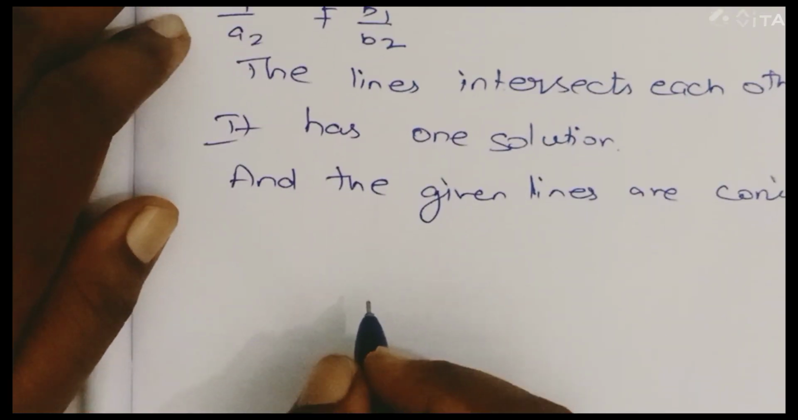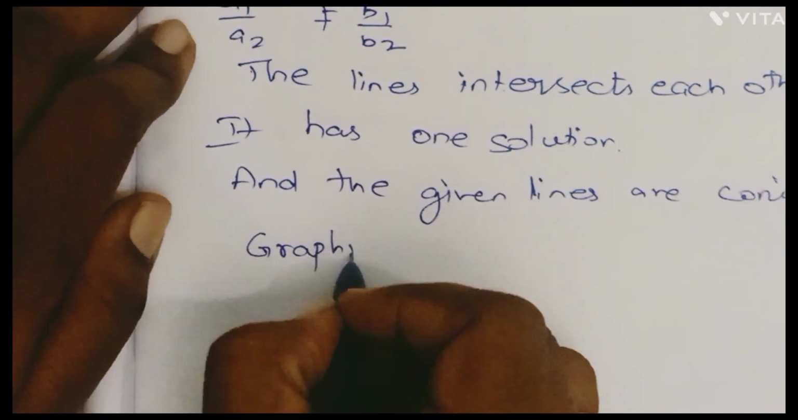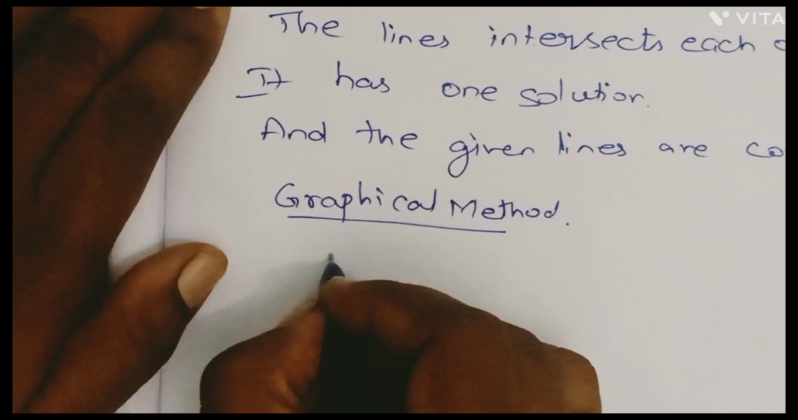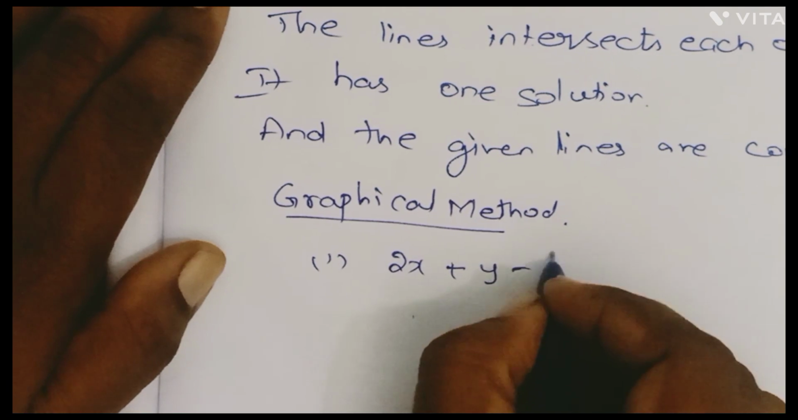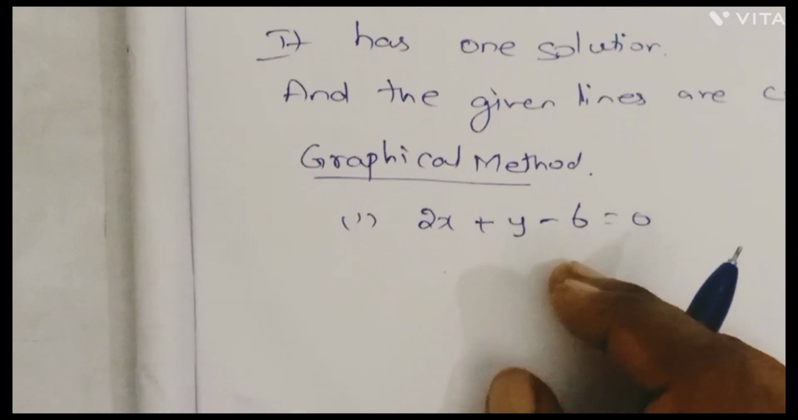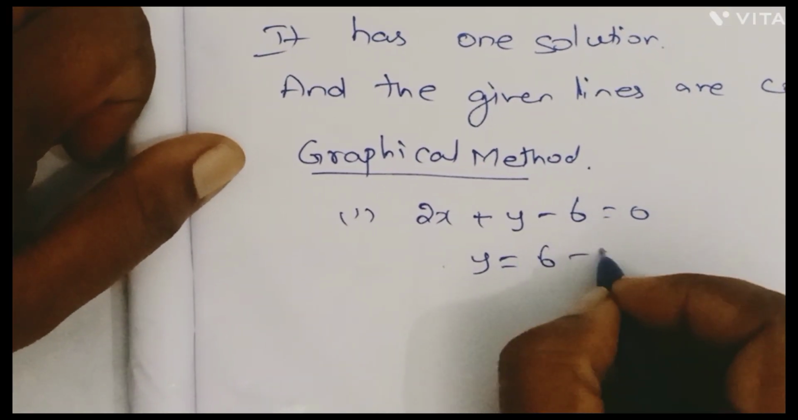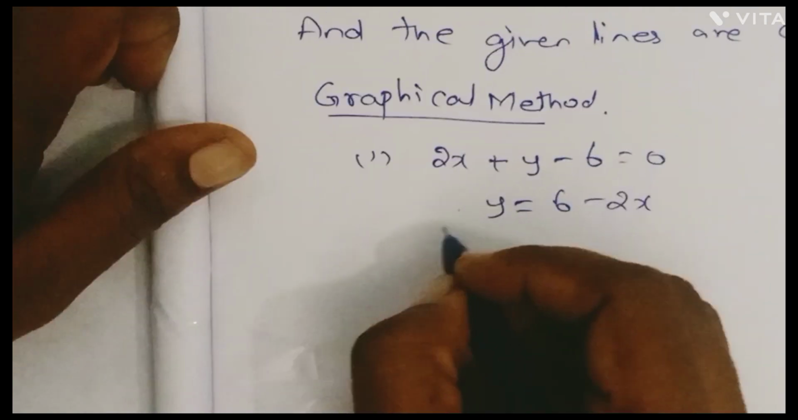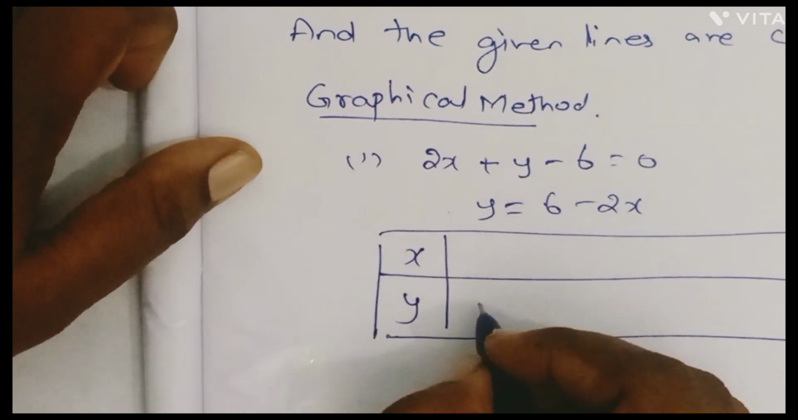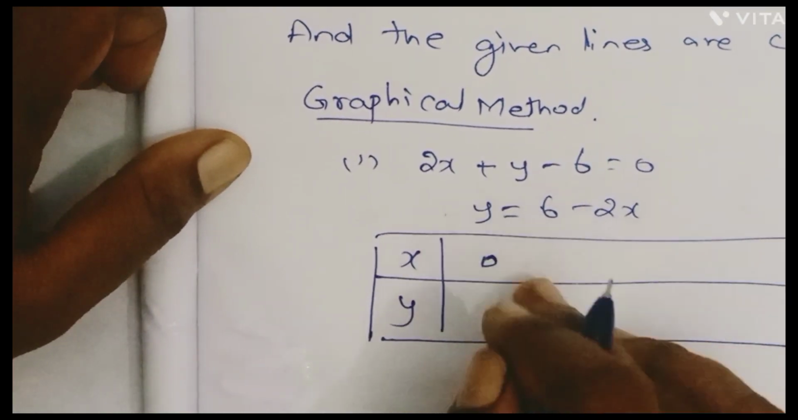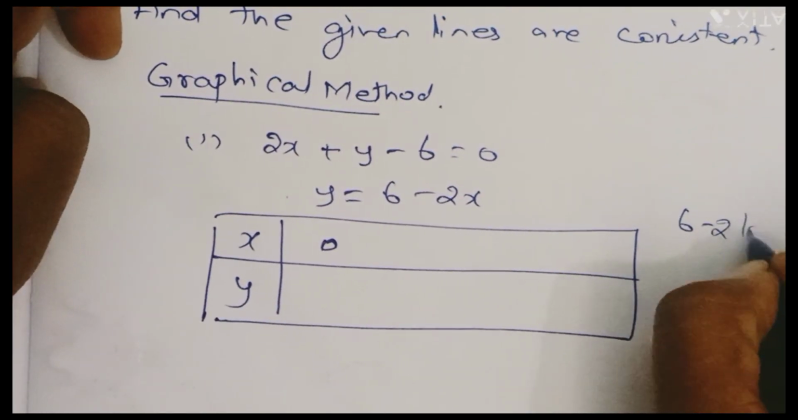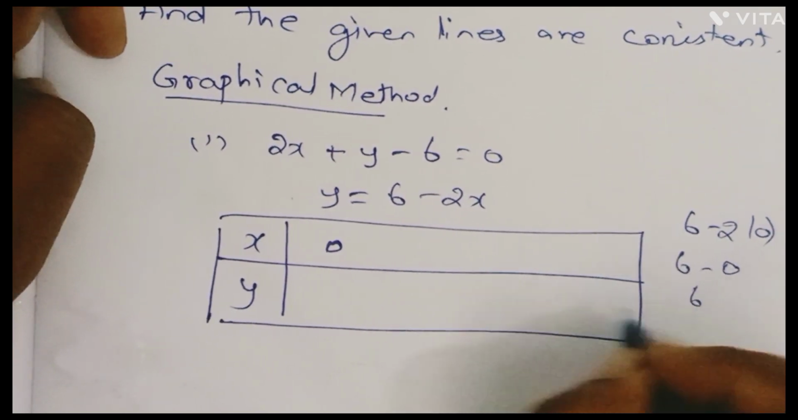Now graphically we are going to show it. Graphical method. So the first line is 2x plus y minus 6 is equal to 0. From here we can find out y. So y is equal to 6 minus 2x. So when x is equal to 0, what happens to y? 6 minus 2 into 0. So 6 minus 0 is equal to 6.